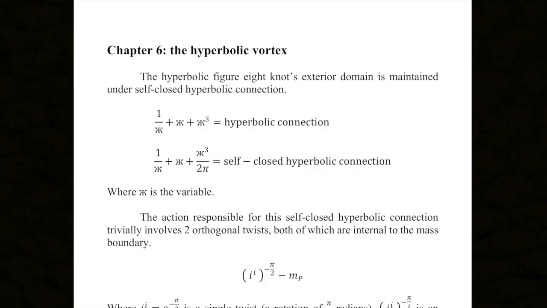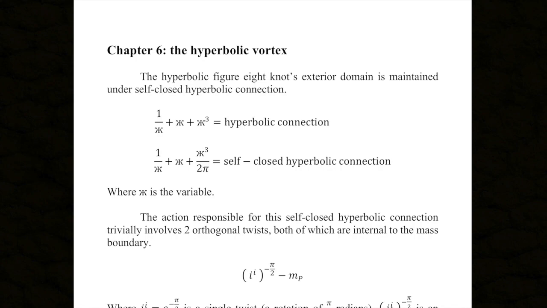Chapter 6. The Hyperbolic Vortex. The hyperbolic figure 8 knot's exterior domain is maintained under self-closed hyperbolic connection. Now, hyperbolic connection is just the trivial hyperbolic form, 1 over x plus x plus x cubed. Okay, this is just the unit hyperbola. I'm using je for my variable instead of x.